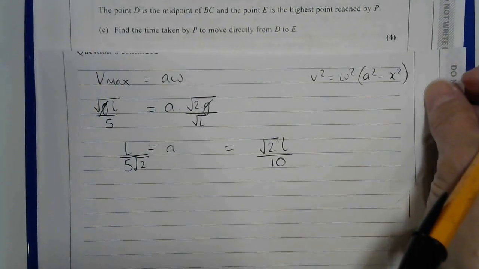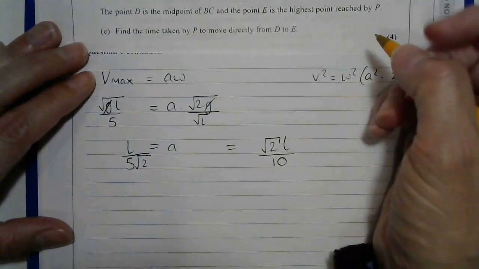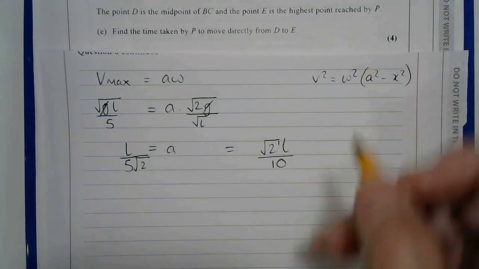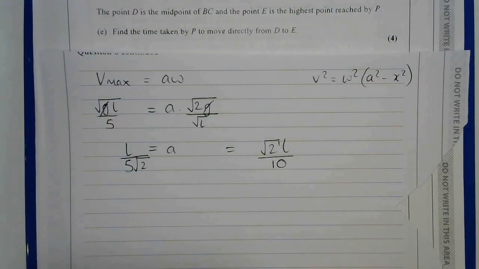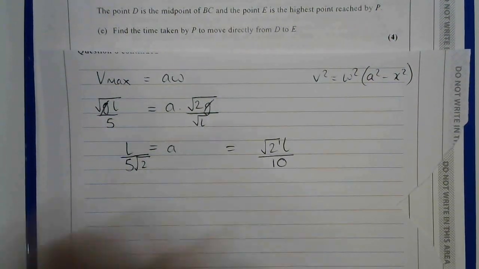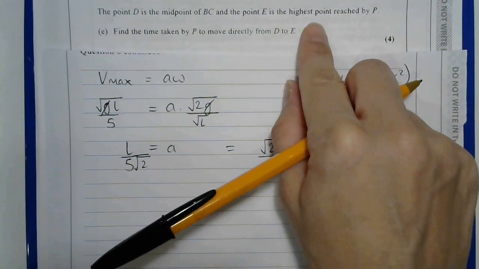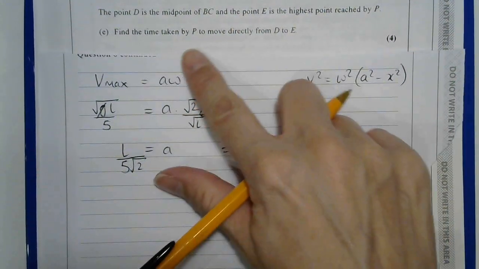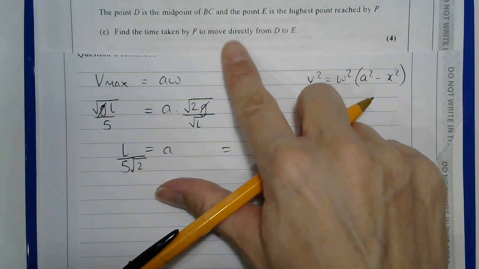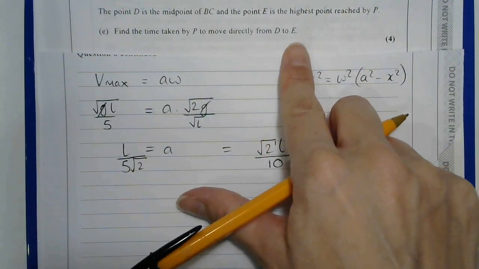And finally it says point D is the midpoint of BC, and the point E is the highest point reached by P. Find the time taken for P to move directly from D to E.